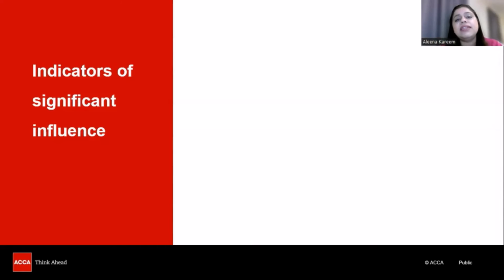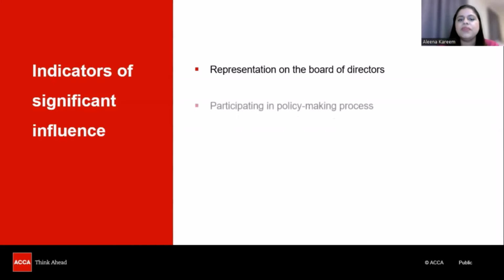So there are certain indicators. If they are present, then it shows that there is significant influence. All of them do not need to be present. Even the presence of only one can show significant influence. So number one is representation on the board of directors. Let's suppose in a board there are 8 directors and the parent company has that much investment in the associate company that they can nominate one director as per their choice. That is called representation on the board of directors.